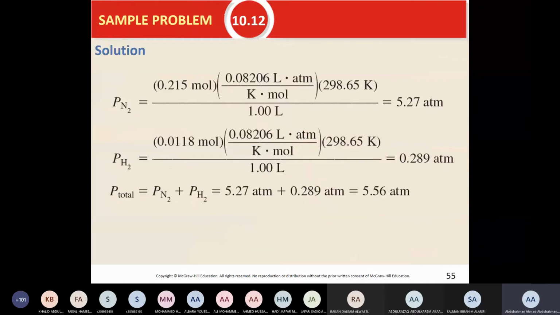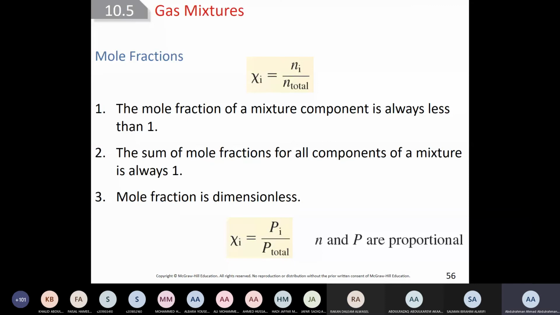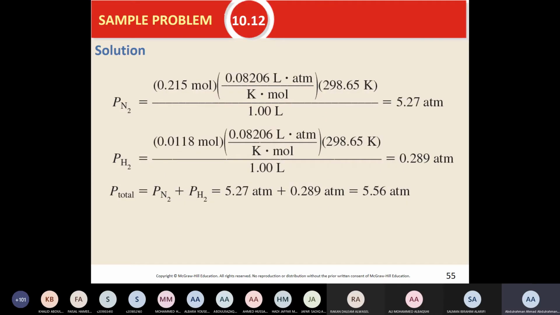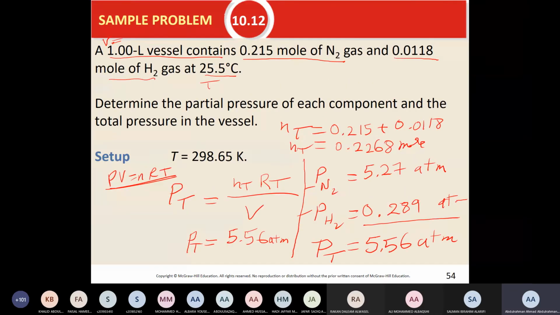I hope this is clear. Good. As I said, don't forget, what's this called? Mole fraction. All right? Okay, let's go to this problem. What's the mole fraction of N2 in this case?